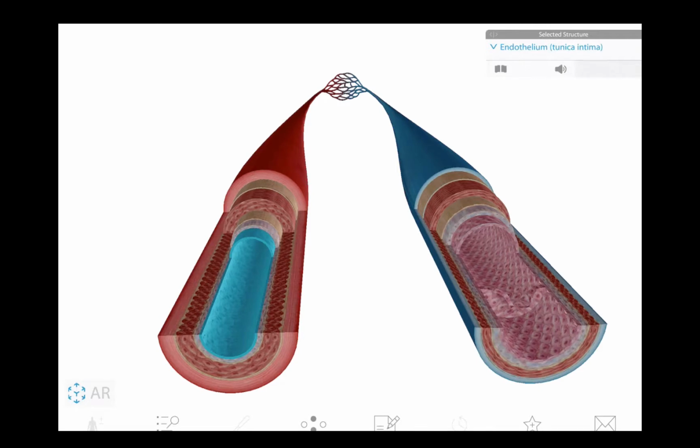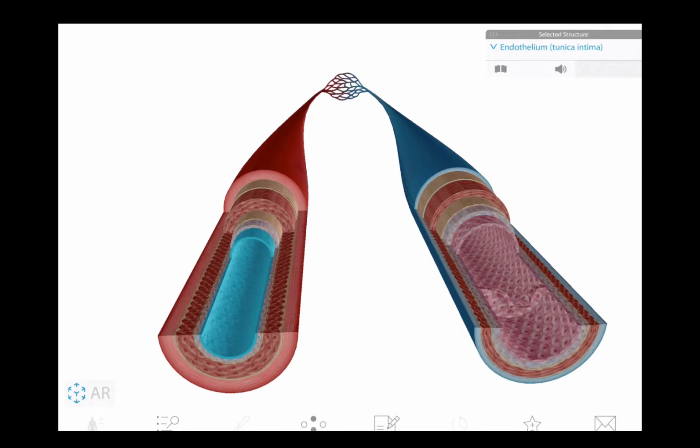So what do the different layers do? The tunica externa is involved in anchoring the vessels to surrounding tissues. The media is a muscle that's able to constrict or relax as needed to change the diameter of the vessel, which actually changes how much blood flows through it. And the intima is mostly just a smooth surface for blood movement.